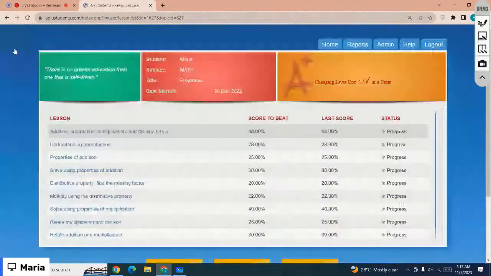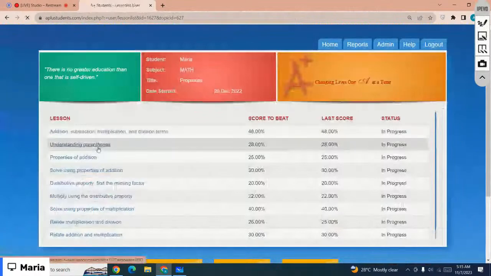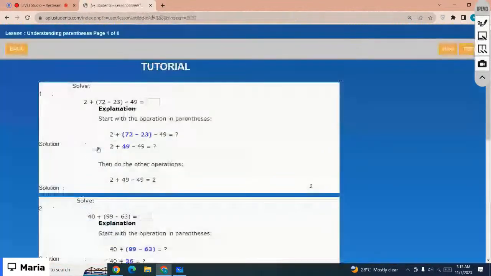Let's start the next lesson that is understanding parentheses. So what is parentheses? Just look at the first example: 2 plus 72 minus 23 minus 49.